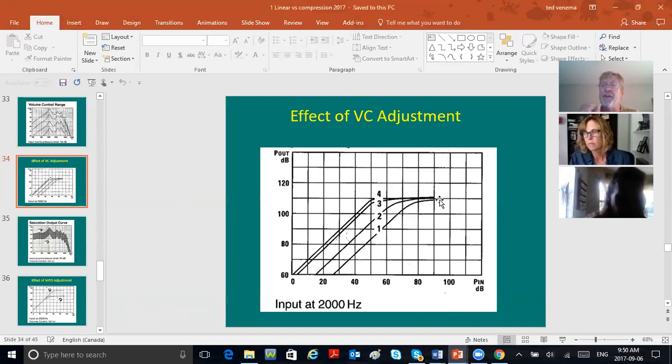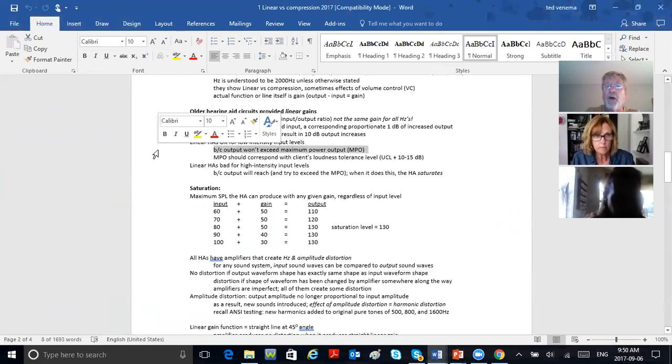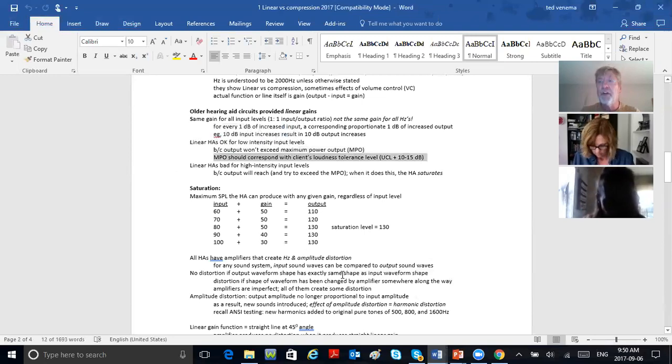So the linear hearing aids limited the maximum output by means of something called peak clipping, and we'll look at that. Linear hearing aids were okay for soft inputs because the output never exceeded maximum power output. The maximum power output should correspond with the UCL of the listener, with the uncomfortable loudness of the listener.